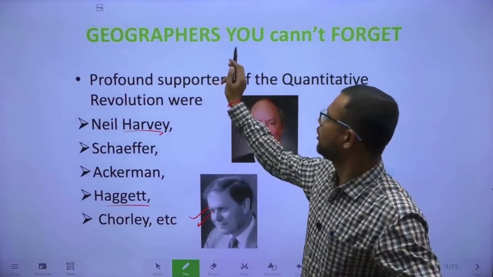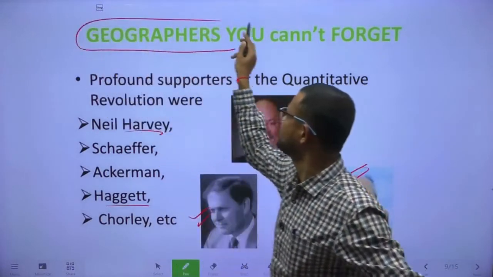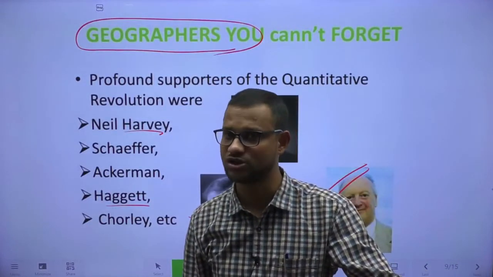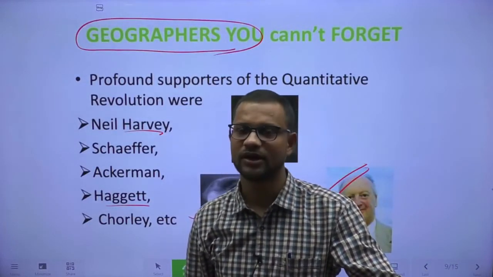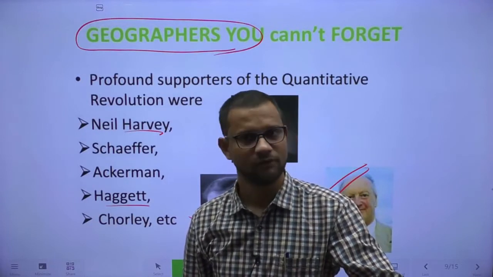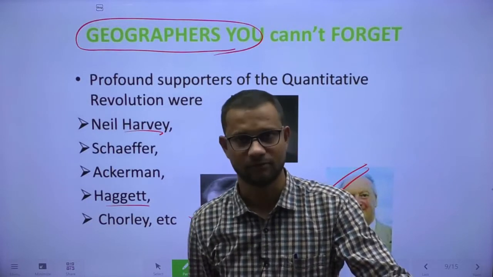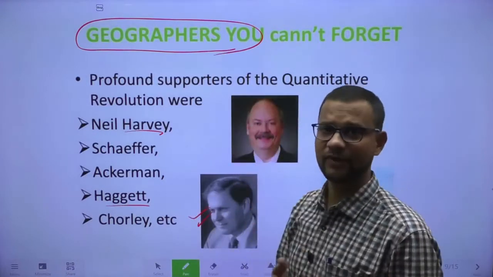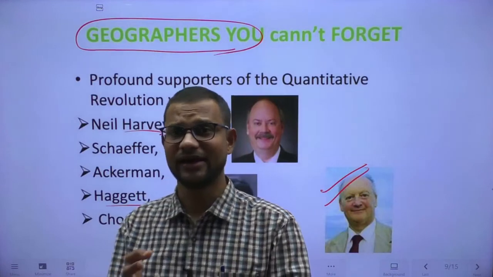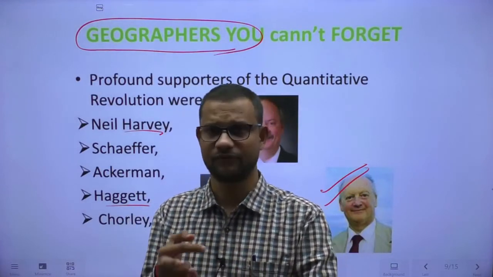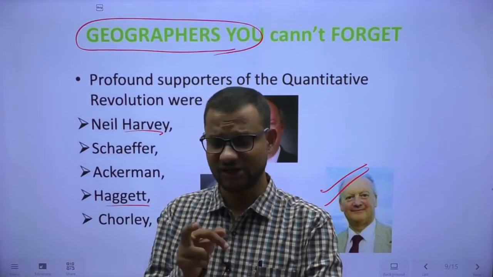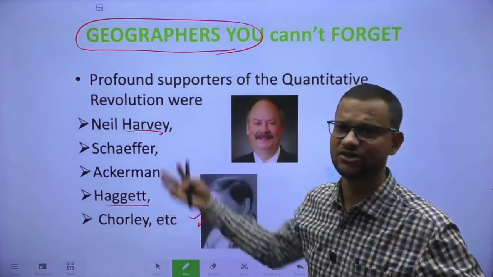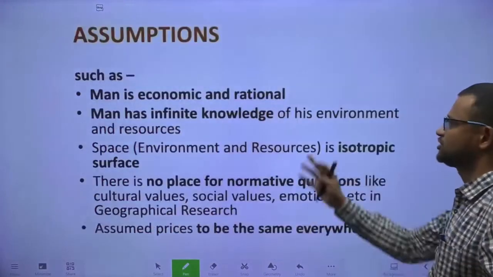So these are all the geographers who contributed immensely to this short-term revolutionary change. That's why they receive all the praise. You need to keep those things in mind, and mention them in the answer also. So Neil Harvey, then Fred Schaffer, then Haggett, then Chorley, and then Ackermann. You can remember additional names also, with those theories mentioned.